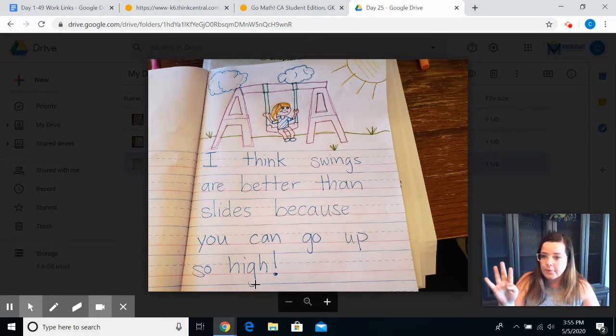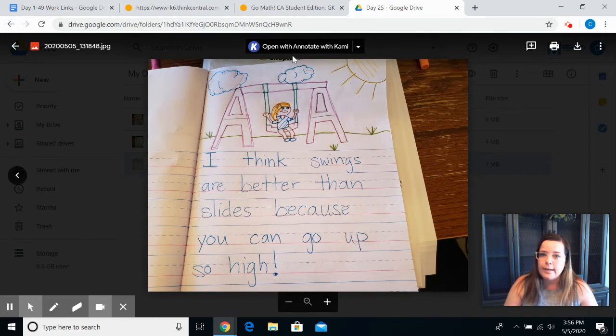You're checking for your 5 things. Did you start with a capital? Do you have spaces? Are your sight words spelled correctly? Did you stretch your words? And did you use some ending punctuation? If you look, I have my capitals, my spaces, my sight words, all of it is done correctly.